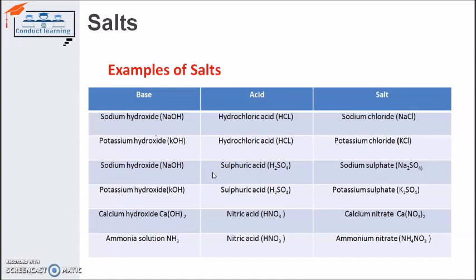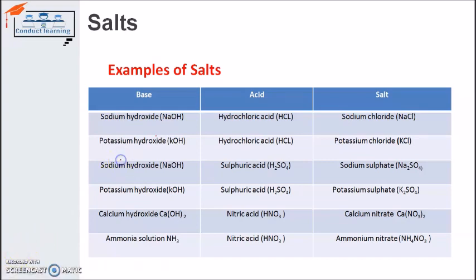In the same way, another example is ammonia solution. This is basically a base. When it reacts with the acid known as nitric acid, it gives us ammonium nitrate. The formula for this is NH4NO3. So basically these are some examples of forming a salt by the reaction of bases and acids. Another thing they form is water. So when a base reacts with an acid, it gives us a salt and water.